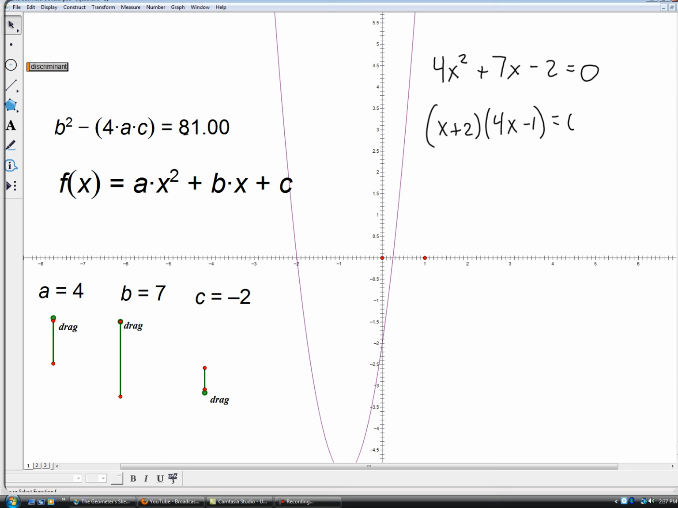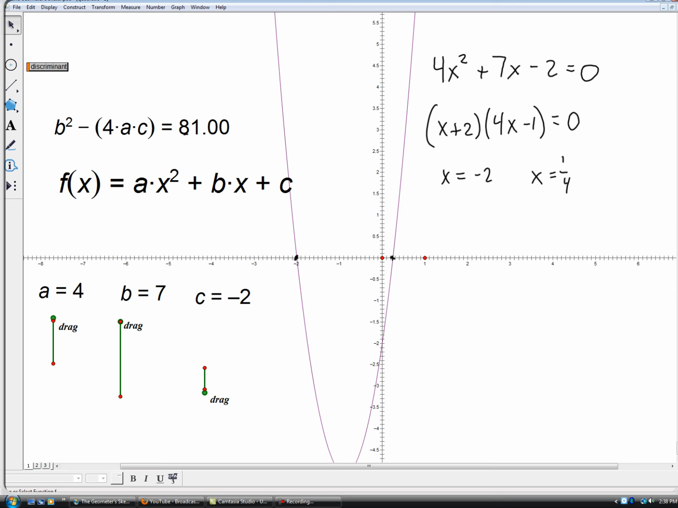And when I apply the zero product property, I get my two roots. x equals negative 2, which is this root, and x equals 1/4, which is this root. And notice that we don't have any radicals, no square root values. If our discriminant had been a positive number that's non-square, we would have used our quadratic formula and we would end up with some irrational values that we can still do our best to graph.